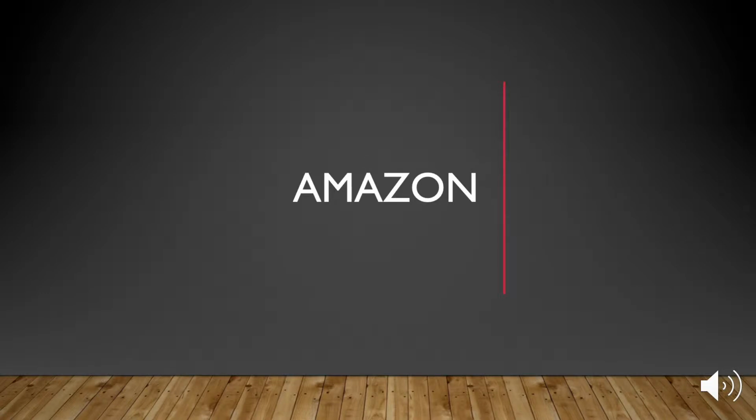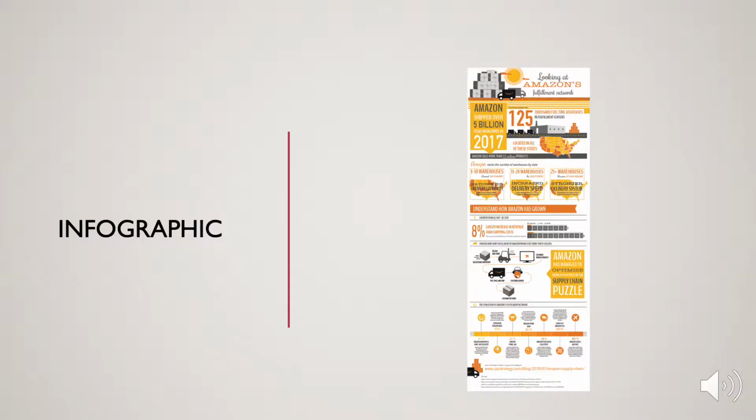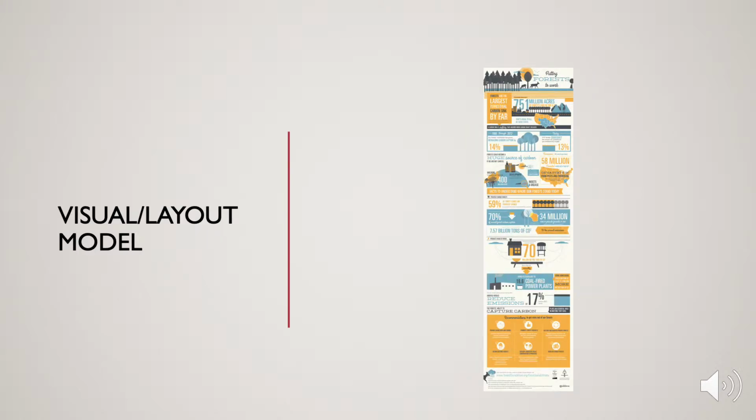Hi, I will be going over my graphic about Amazon today. So this is the infographic I developed over the course of the quarter. It informs the viewer about various aspects of Amazon's supply chain and distribution network, including the process, growth, and reach. This was the visual model I used in developing my infographic. As you can see, it has a lot of visual elements in each section.